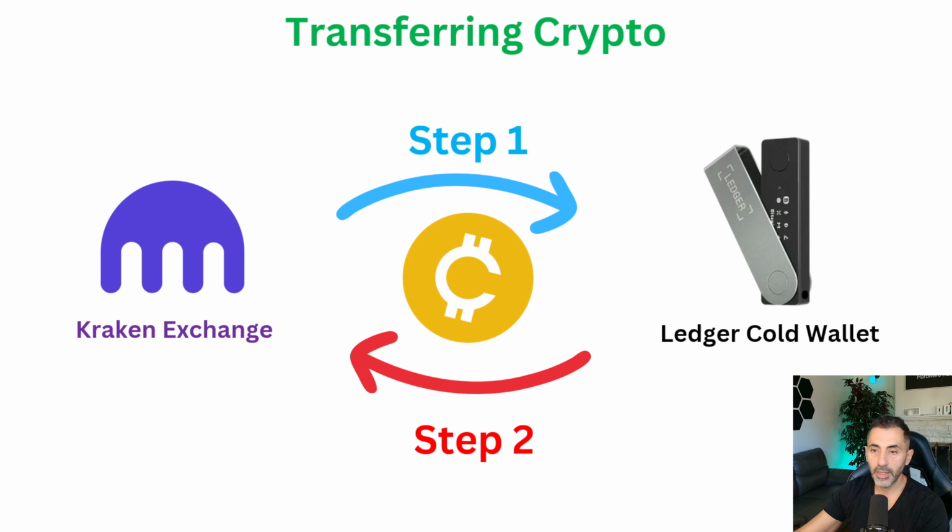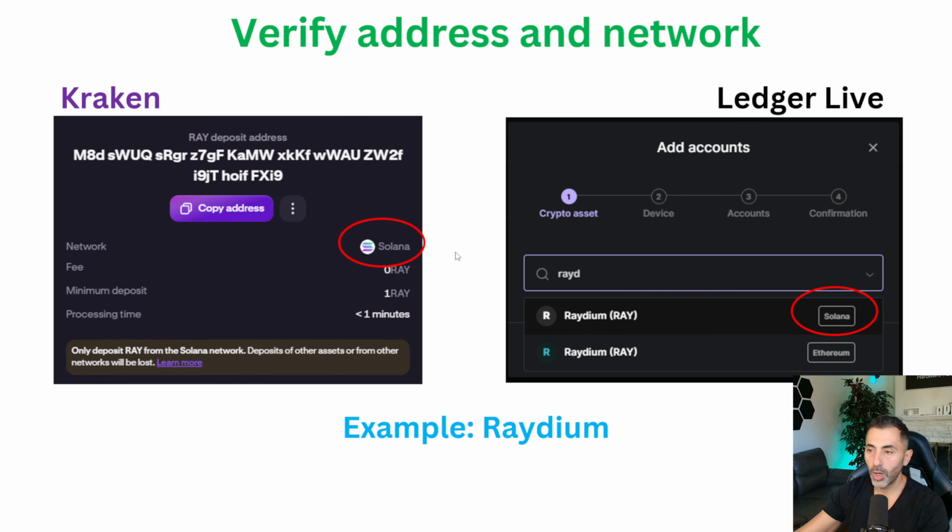What does matter is making sure that you have the correct wallet address and correct network, because sending crypto to the wrong address could mean losing it forever. So the example we have here is the Radium token that's running on the Solana network in Kraken, and we want to transfer it to the Ledger Live, so we have to ensure that we're using the same network.